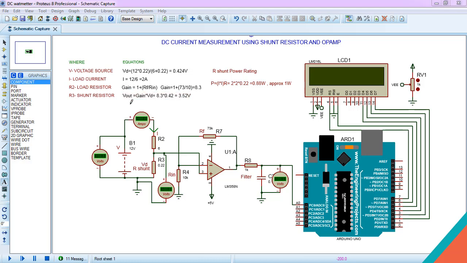The output of the operational amplifier is given by taking the gain times the voltage drop, where the voltage drop will act as the input to the non-inverting terminal of the operational amplifier. So the output voltage will be given by 8.3 times 0.42, which will be around 3.52 volts. Okay, now let's see how the circuit works.